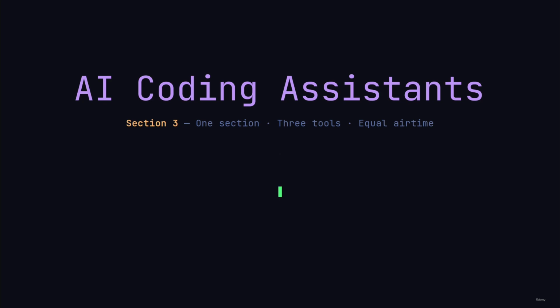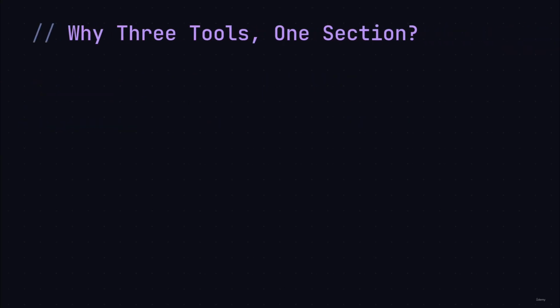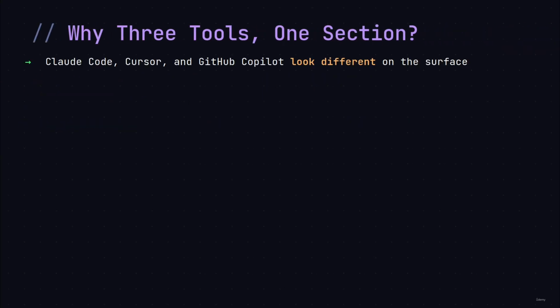In this section, we're going to work with three different AI coding assistants: Claude Code, Cursor, and GitHub Copilot. You might be wondering why I'm teaching all three in a single section rather than giving each one a dedicated module. Here's why. Despite the fact that these tools look and feel different from each other, different UIs, different pricing, different levels of IDE integration, the technique that produces high quality tests with all three is essentially the same.